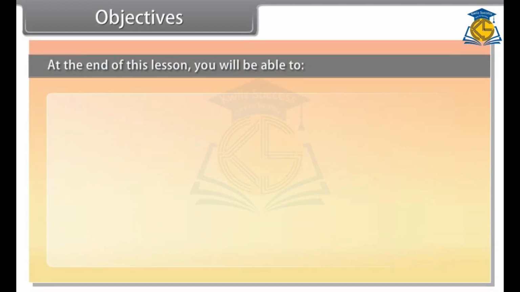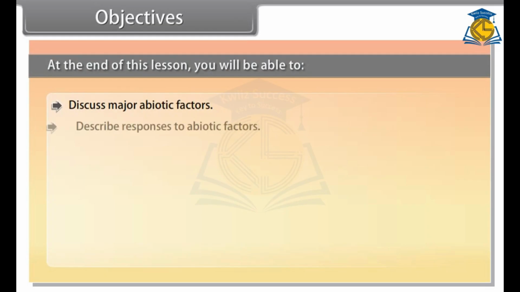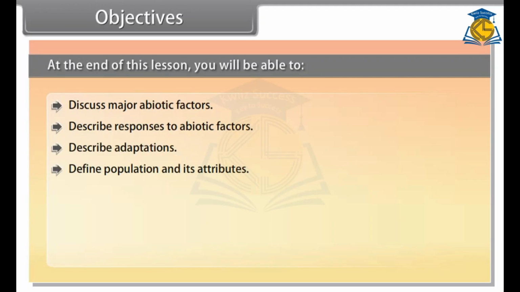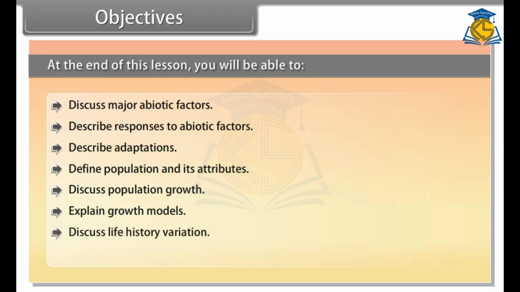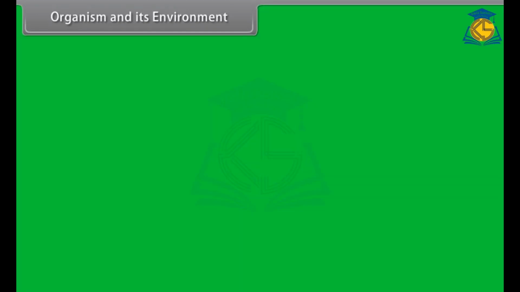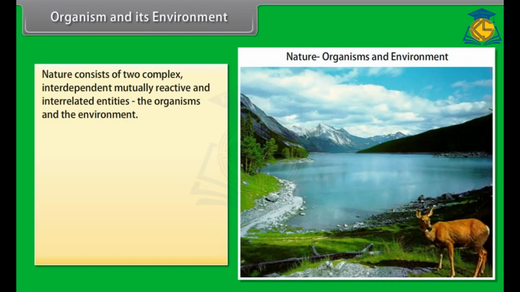At the end of this lesson, you'll be able to discuss major abiotic factors, describe responses to abiotic factors, describe adaptations, define population and its attributes, discuss population growth, explain growth models, discuss life history variation, explain population interaction, organism and its environment. Nature consists of two complex, interdependent, mutually reactive and interrelated entities, the organisms and the environment.